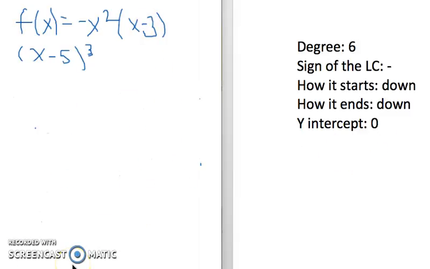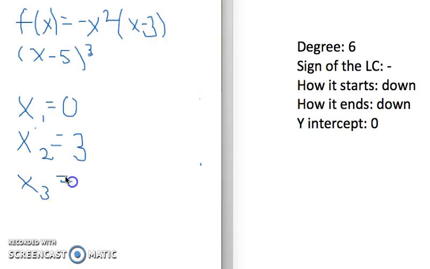The next step is to find the x-intercepts and their multiplicity. So our first x is equal to 0, according to this x. Our second x is equal to 3. Why 3? Because here it says minus 3 and the sign changes, so it's 3. The same thing happens to our third x, which is minus 5, and it changes to 5.